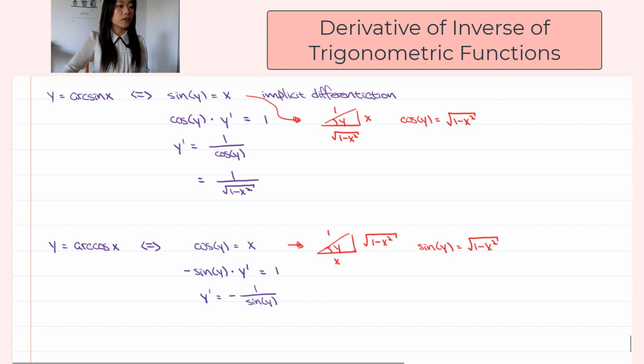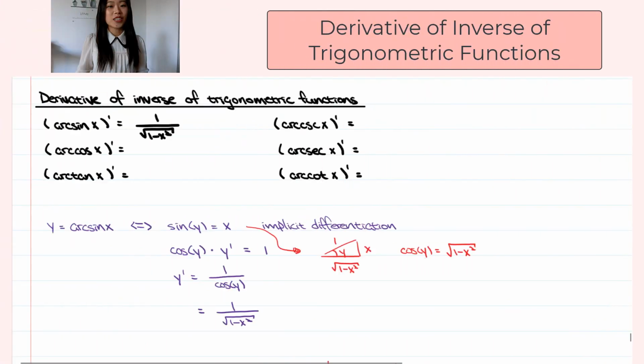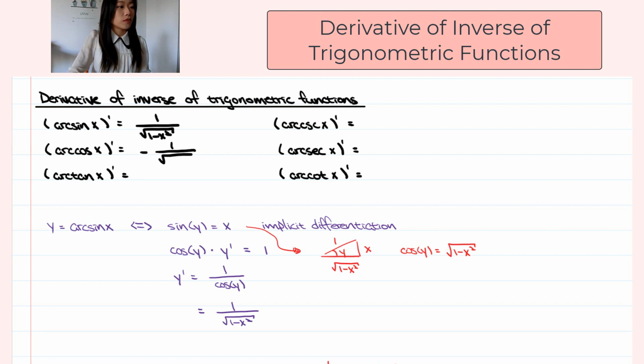So let's go back to the y prime. Y prime equals negative of 1 over sine of y, which also equals negative of 1 over the square root of 1 minus x squared. So we just derived the derivative of arccos of x. That equals negative of 1 over the square root of 1 minus x squared.